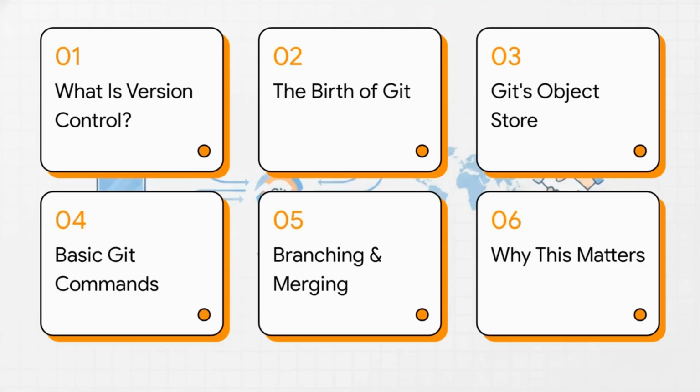Here's our quick agenda for today. 1. What is version control? 2. The birth of Git. 3. Inside Git's object store. 4. Basic Git commands explained. 5. Branching and merging code. And finally, 6. Why this all matters.